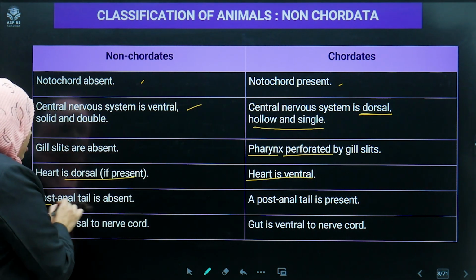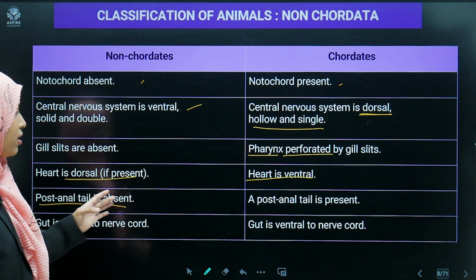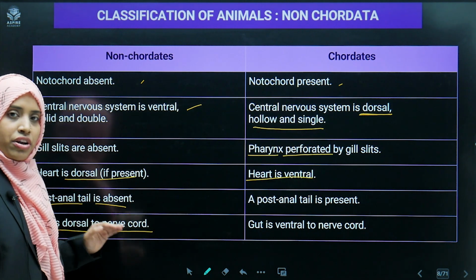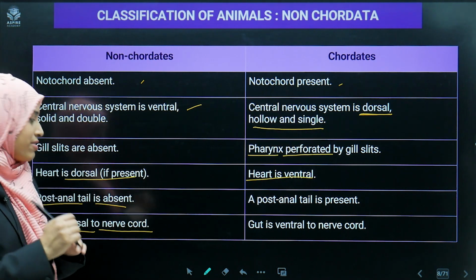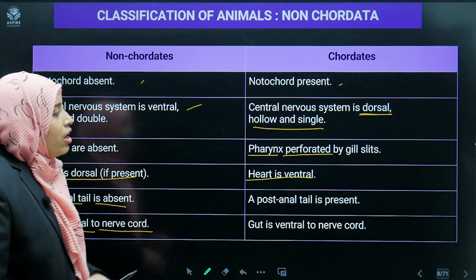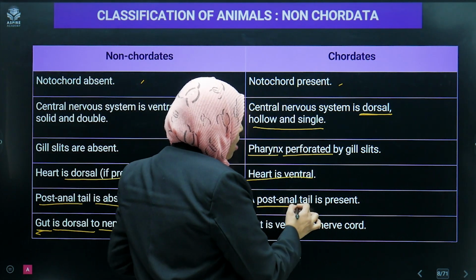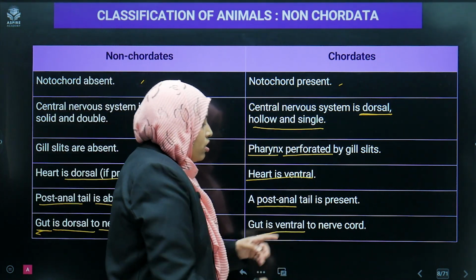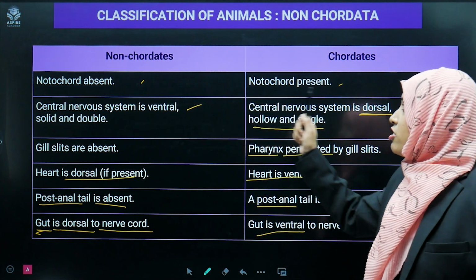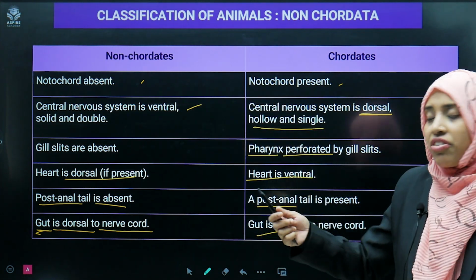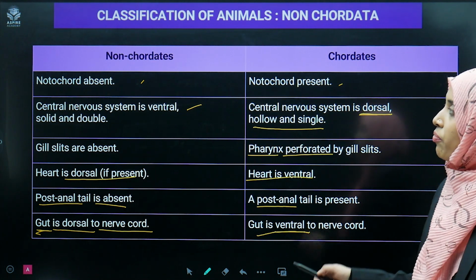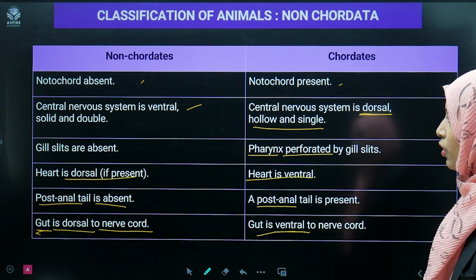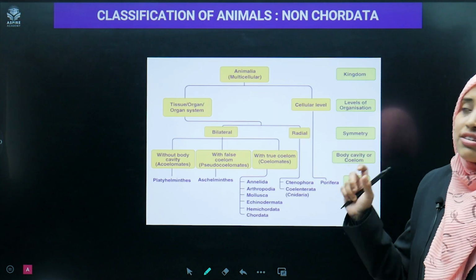Okay, the post-anal tail is absent in the non-chordates, and the gut is dorsal to the nerve cord. The nerve cord is there, and the gut region is present in its dorsal region. And in the chordates, the post-anal tail is present, and the gut is ventral to the nerve cord. So here in chordates you saw that the gut region, the digestive tract, will be present in the ventral region, but in the non-chordates it is present in the dorsal region. Okay, so these are the basic classic differences.